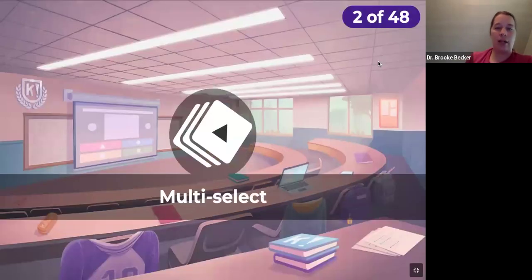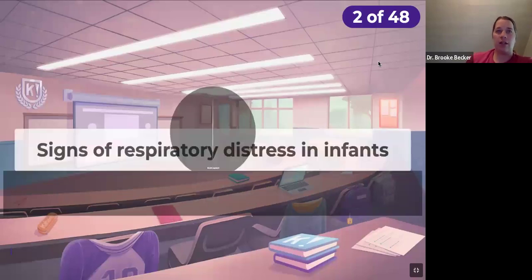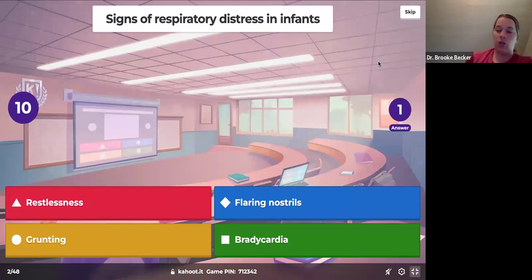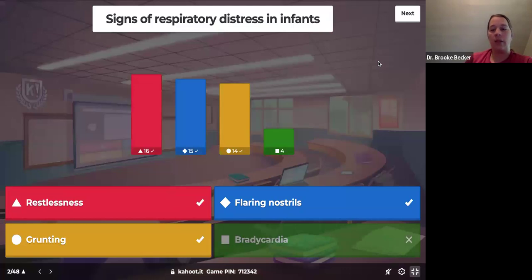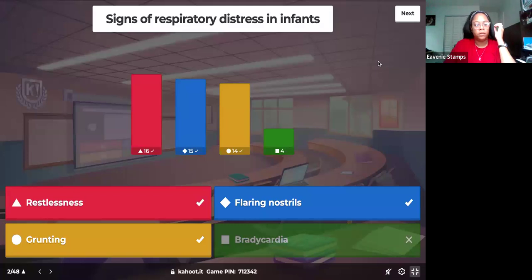Okay, and multiple select. Signs of respiratory distress in infants. Red is restlessness. Blue is flaring nostrils. Yellow is grunting. Green is bradycardia. Yes, good. And it wouldn't be bradycardia. What would it be when they're in respiratory distress? Tachycardia. Good.